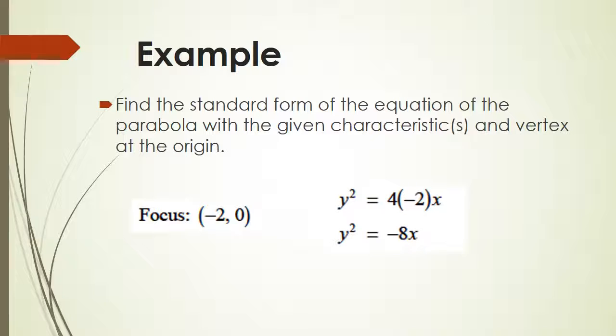Okay, so if you place the focus and everything like I told you to, you'll realize that this opens to the left. So it is going to be a y squared. And the distance between the vertex and the focus is -2. So P is -2. So we have y squared equals 4 times -2x, or y squared equals -8x.